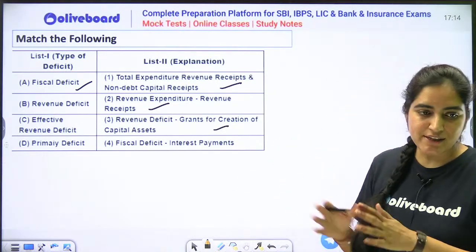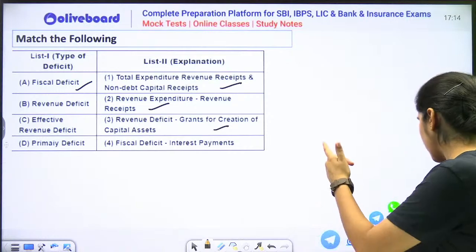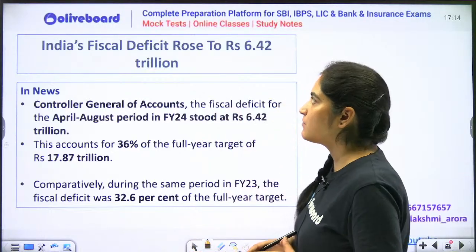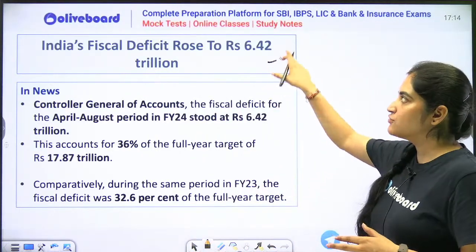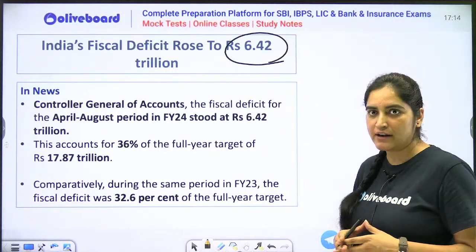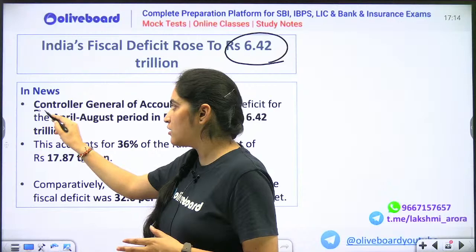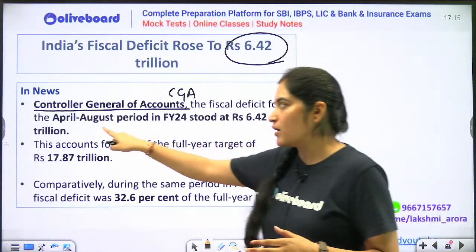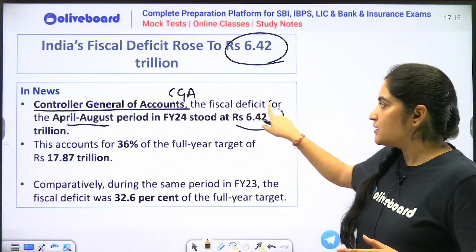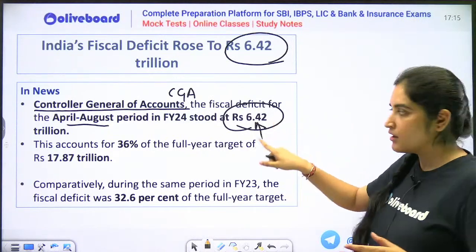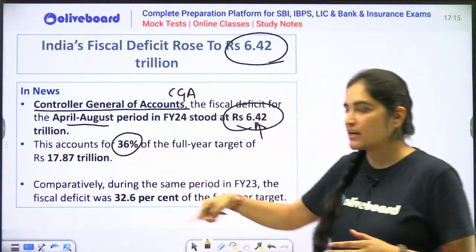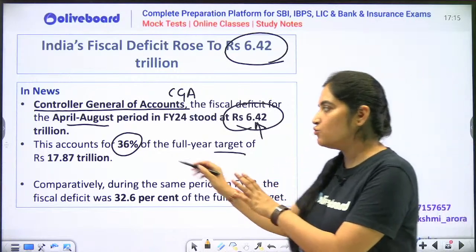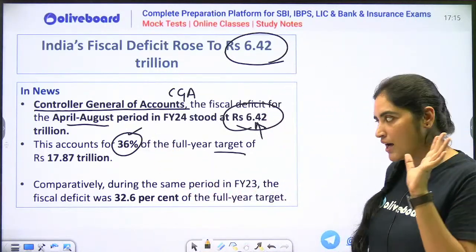Do you all know about all these types of deficit? Please tell me if you know about this. Otherwise, we'll have a brief discussion about why I'm talking about these deficits now. There was a newspaper report talking about India's fiscal deficit, which has risen to near about 6.42 trillion. The report was from the Controller General of Accounts, the CGA. It said that for the quarter April to August, our fiscal deficit has increased. This accounts for 36% of the year's target. So we have actually used 36% of the year's target that was set by our government in the budget.